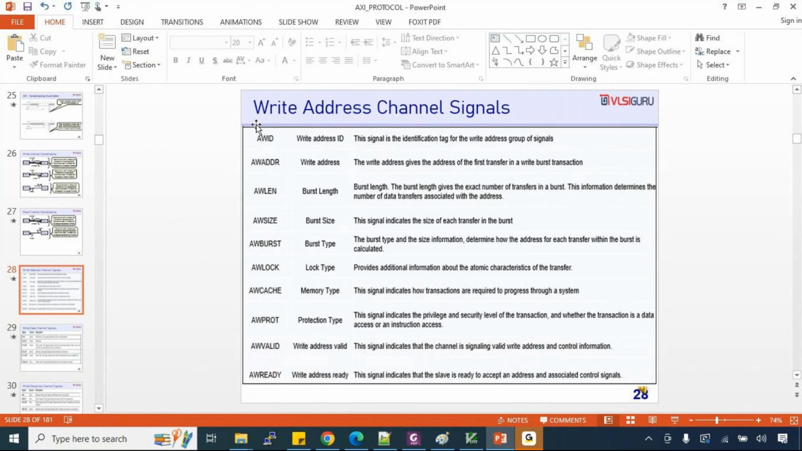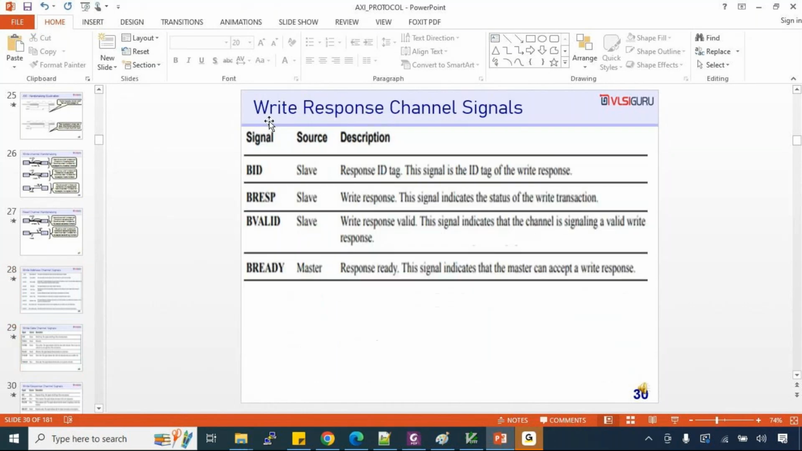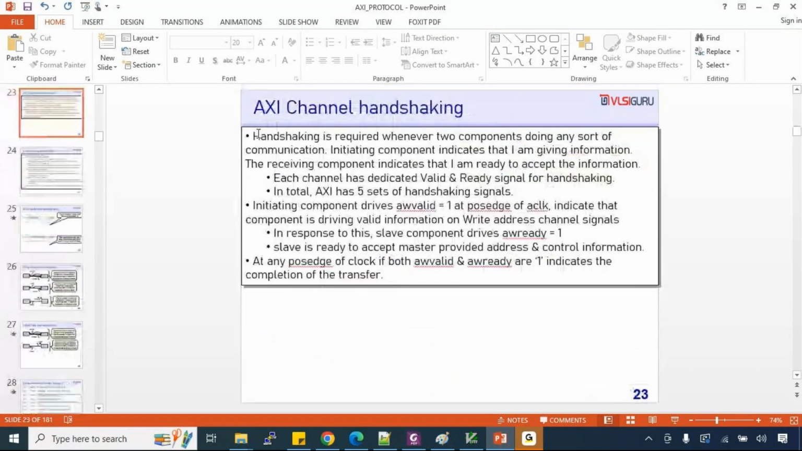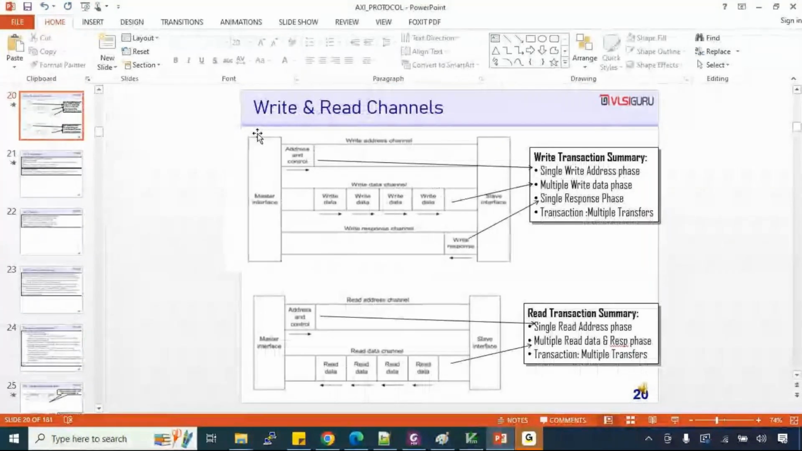AW is the write specific channel. Similarly for read, there is AR. AR is for read specific. So basically, the very first thing that AXI does is it separates the entire AXI into 2 different channels. Write specific channels, read specific channels. The advantage of that is that writes and reads can be done completely independently.